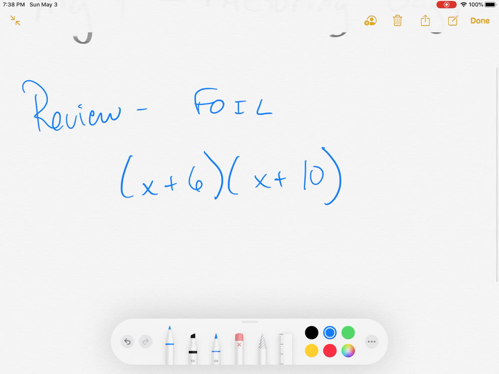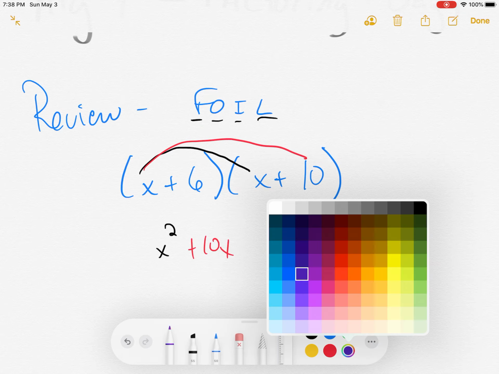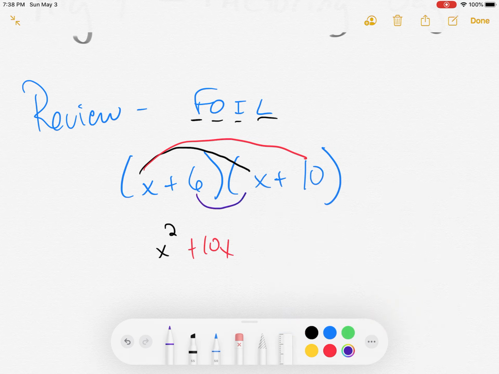So remember, foiling, the F stands for first, the O stands for outside, the I stands for inside, and the L stands for last. And it's essentially double distributing. So if I went and FOILed this out, I would get x times x is x squared. X times positive 10 is plus 10x. Inside, 6 times x is plus 6x. And last, positive 6 times positive 10 is plus 60.